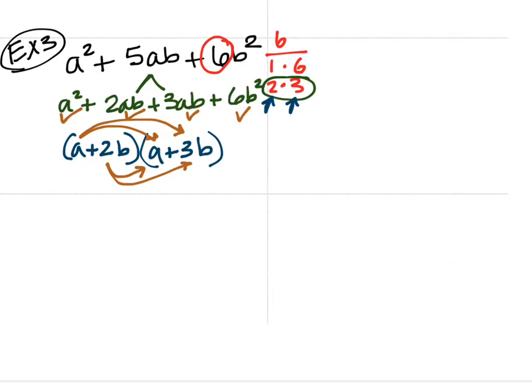So I have then checked, and this is my binomial. So a plus 2b multiplied by the next binomial of a plus 3b.